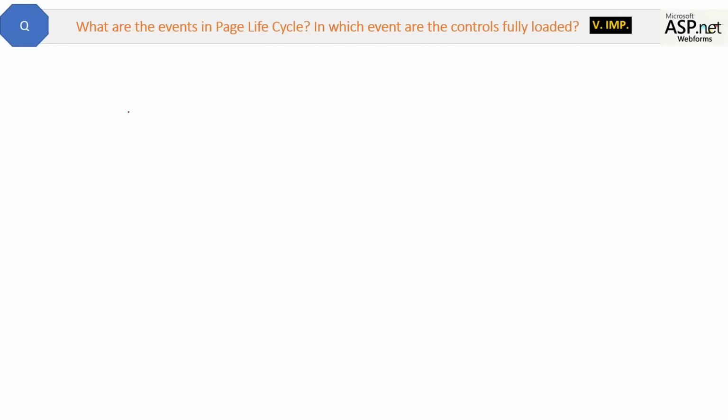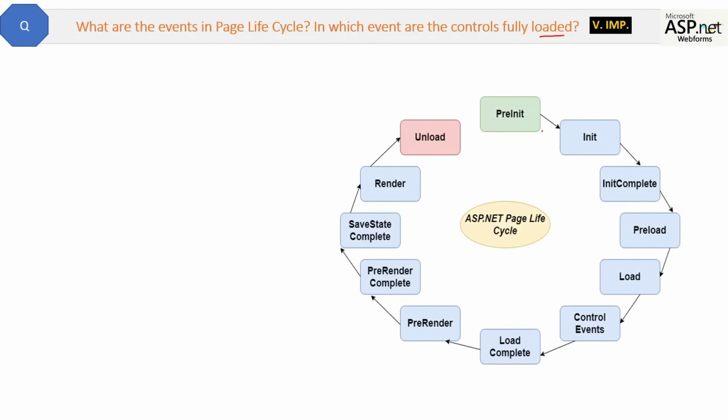What are the events in the page lifecycle? In which event are the controls fully loaded? This is the first and most important question in ASP.NET Web Forms. I will show you a diagram here of the events in the page lifecycle. It starts from PreInit and ends at Unload. But you do not need to explain all of them. You just have to tell 4 to 5 which you understand better. I will also explain the 5 most important events here.